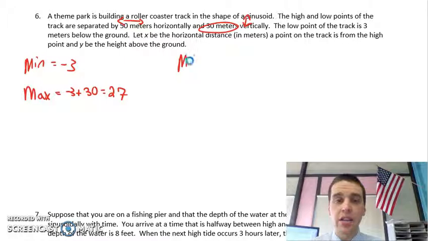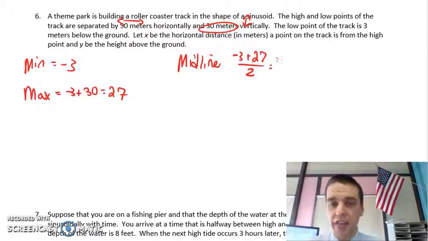Now to find the midline, I can find it by taking the minimum, adding it to the maximum, and dividing by 2. It gives you the middle, the average, which is 24 over 2, which gives you 12. So that is our midline, y equals 12.